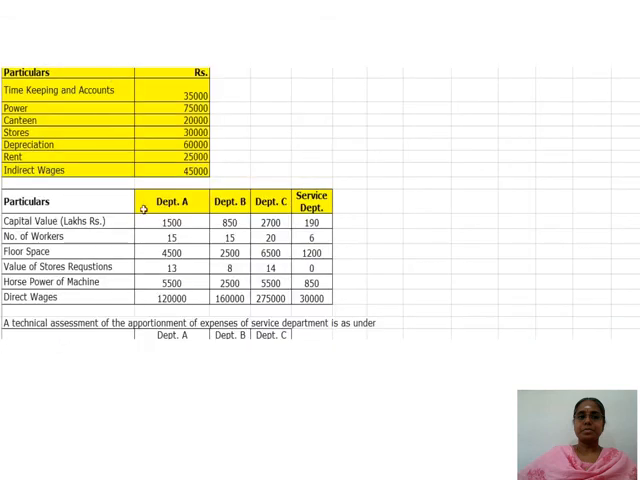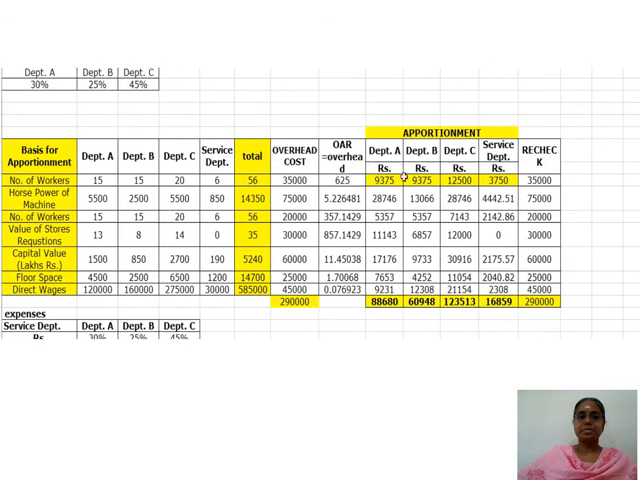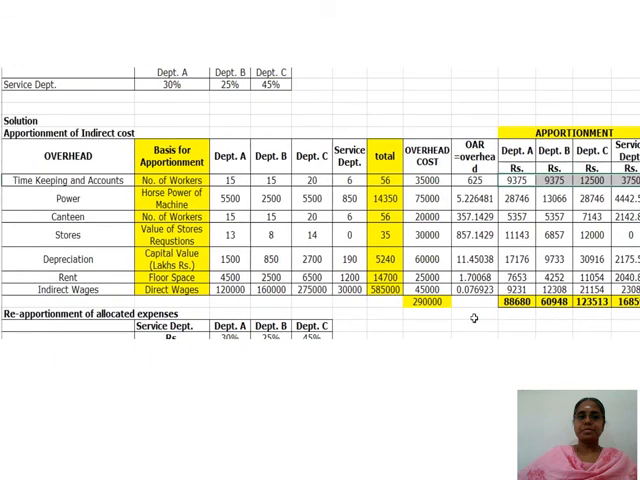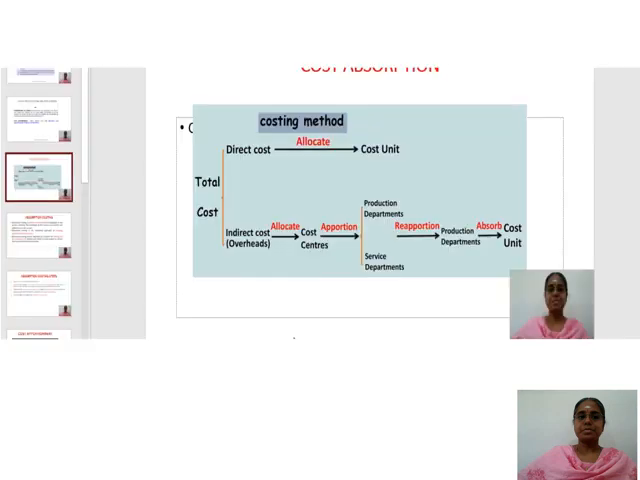So these are the overheads, these are the particulars. With those particulars, we are finding the apportionment basis. That values are entered, the total is found, then the overhead costs are filled in from the question. Overhead absorption rate is found. Then using the overhead absorption rate, you are apportioning to the various departments, including service department. Then that service department cost is again taken and reapportioned to the production departments. That is also entered, and the total for department A, B, and C is found here. Now we will go back to the slide.